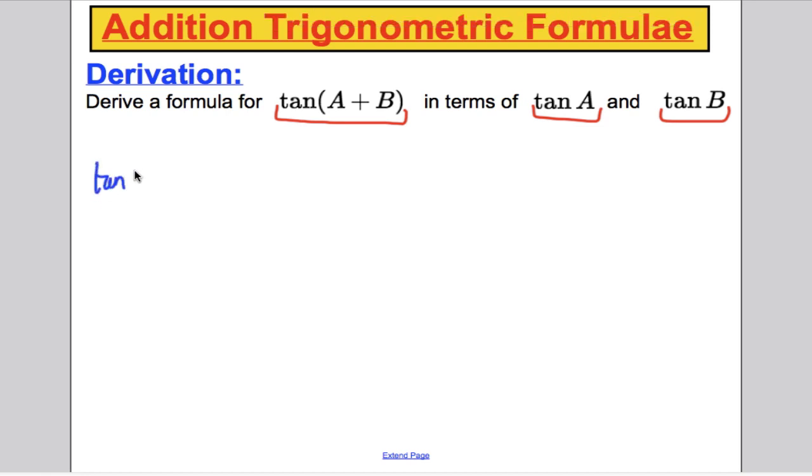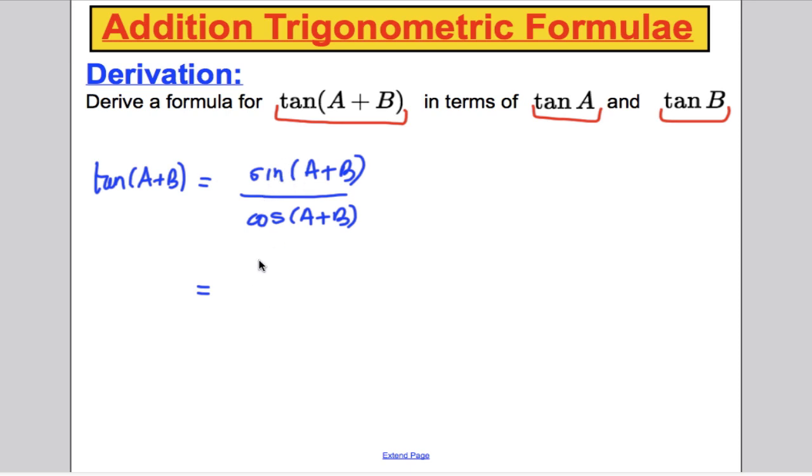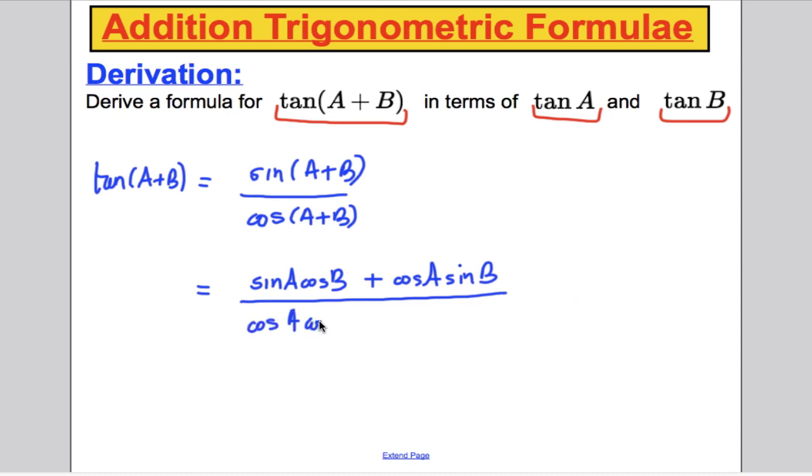Tan A plus B, by our definition of tan, must be equal to sine A plus B divided by cos A plus B. Okay, all we've done is use the definition of tan there. Now we have addition formulae for sine A plus B. We did that on the previous slide. We knew that was equal to sine A cos B plus cos A sine B. Okay, and we knew a formula for cos A plus B, and it was cos A cos B subtract sine A sine B.